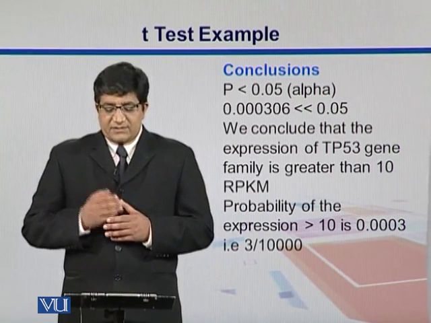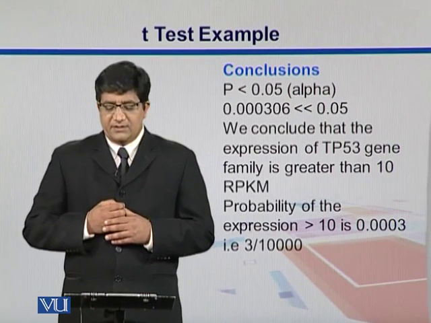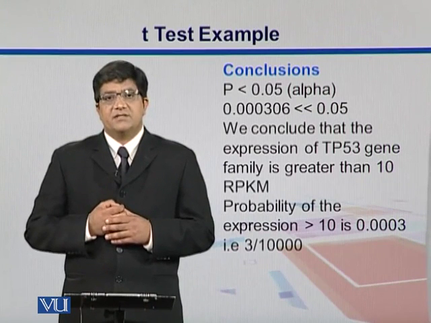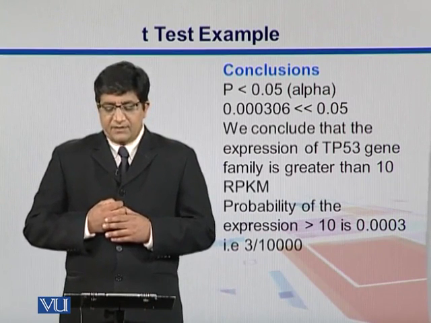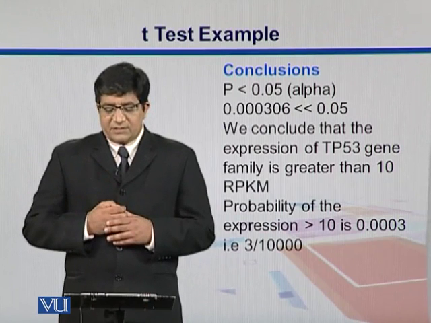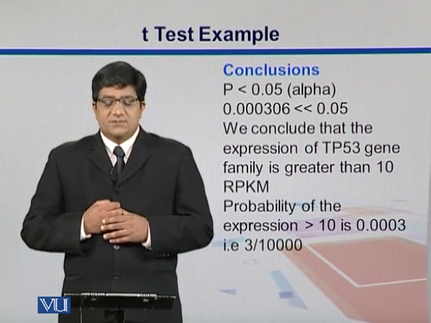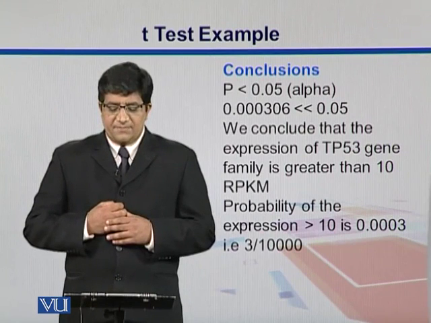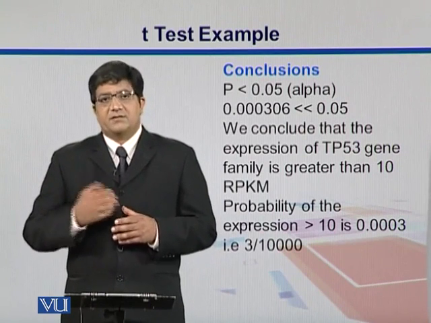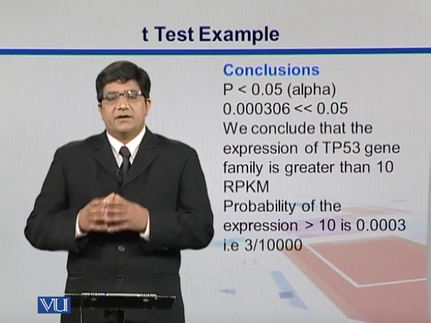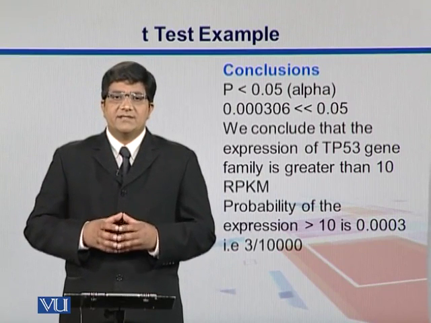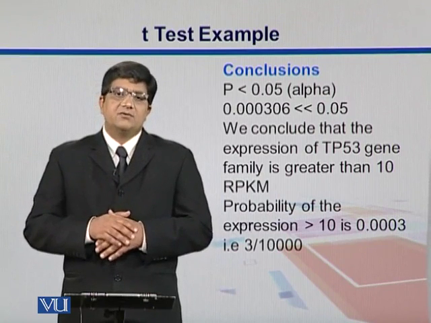So we conclude that for this TP53 gene family, the expression is greater than 10 rpkm, and the probability of the expression being greater than 10 is 0.0003, which is actually 3 out of 10,000. So it's a very, very rare event. The probability of finding this by chance is 3 out of 10,000.